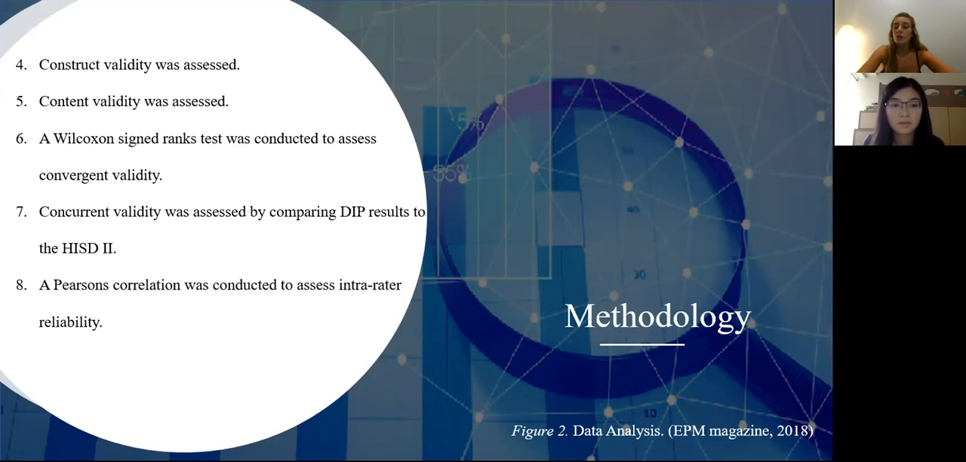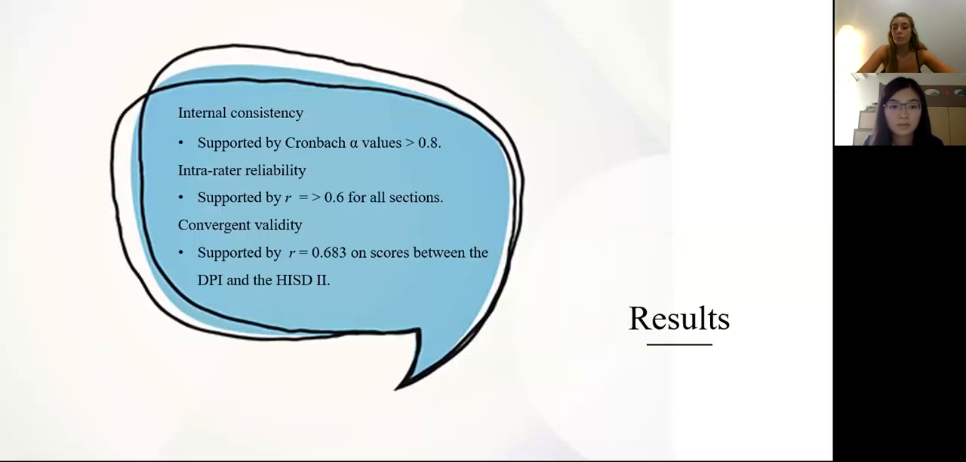The authors assessed construct and content validity, convergent validity using a Wilcoxon-Ranks test, concurrent validity by comparing results to the HISD2, and intra-rater reliability using a Pearson's correlation. The authors reported several significant results from data analysis regarding reliability and validity. Internal consistency was supported by Cronbach alpha values of 0.8 and greater. Intra-rater reliability was supported for all sections of the DIP with an R of 0.6 and greater.